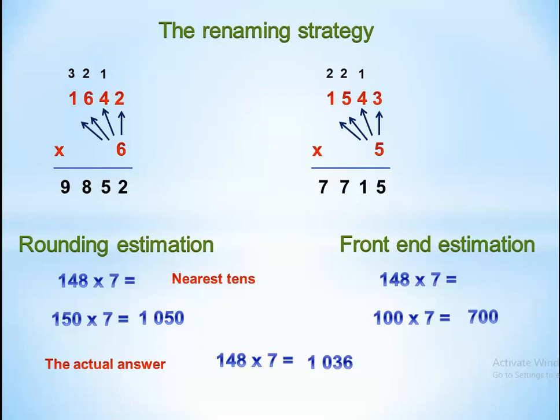1036. So in rounding estimation, we will find that the rounding is greater than the number, and in front end estimation we can find that the actual answer is greater than the front end estimation.